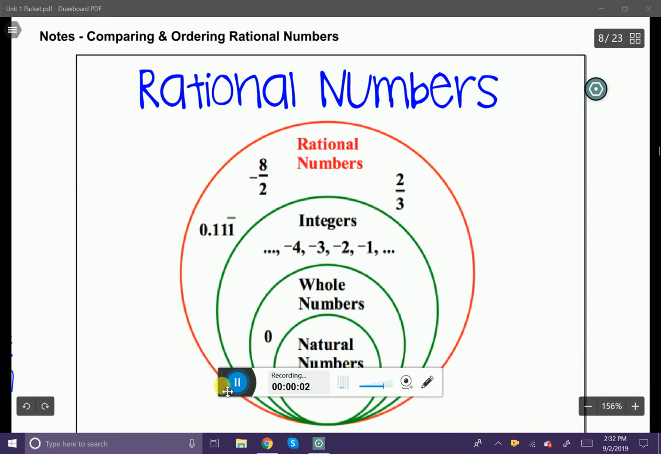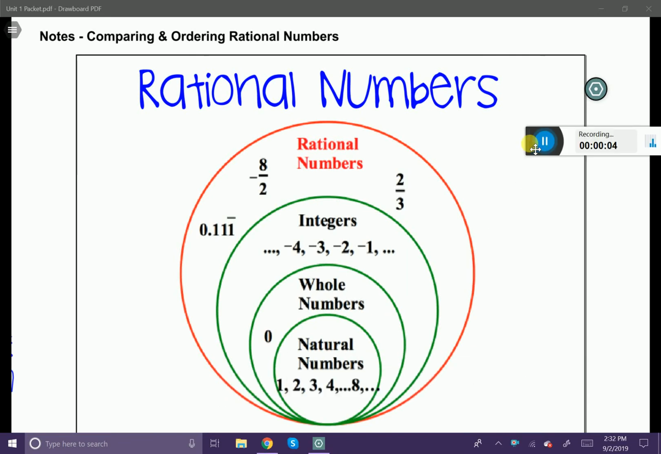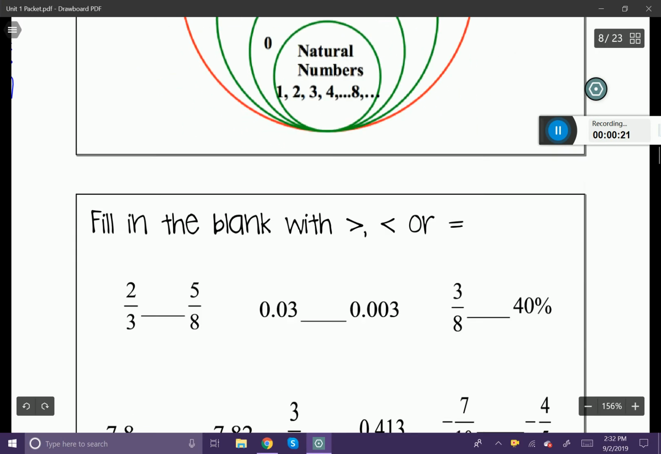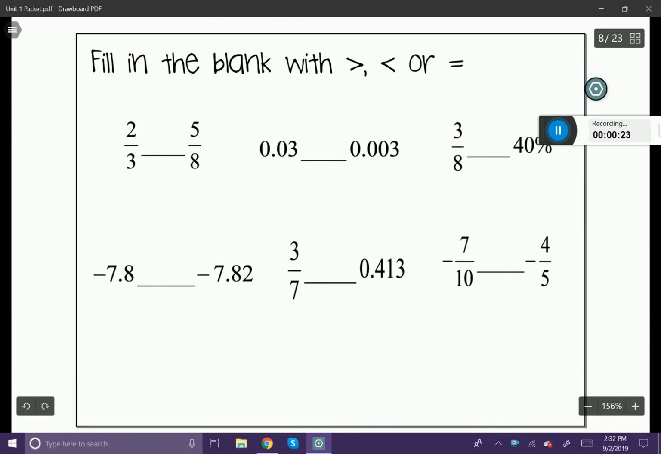In this lesson, we're going to be talking about how to compare and order rational numbers. Rational numbers are numbers that can be made into fractions. So the rational numbers that we're going to be looking at are in this category right here. They are positive and negative fractions, decimals, and percentages, and those are the numbers that we're going to be looking at. Let's go ahead and see if we can compare these rational numbers.